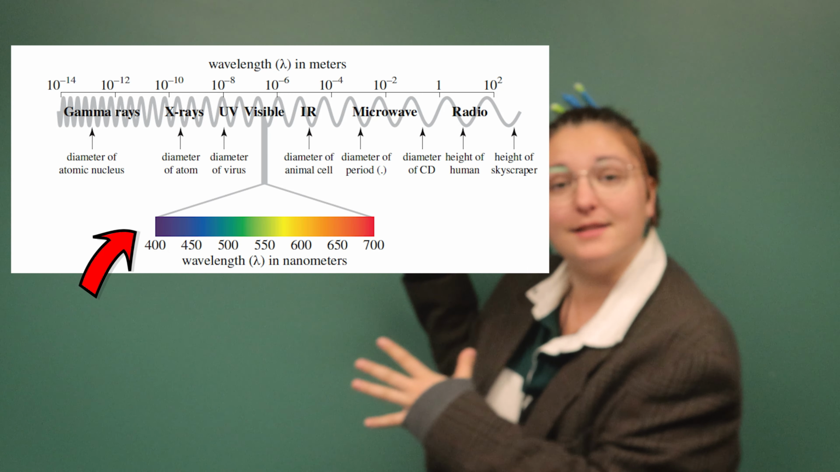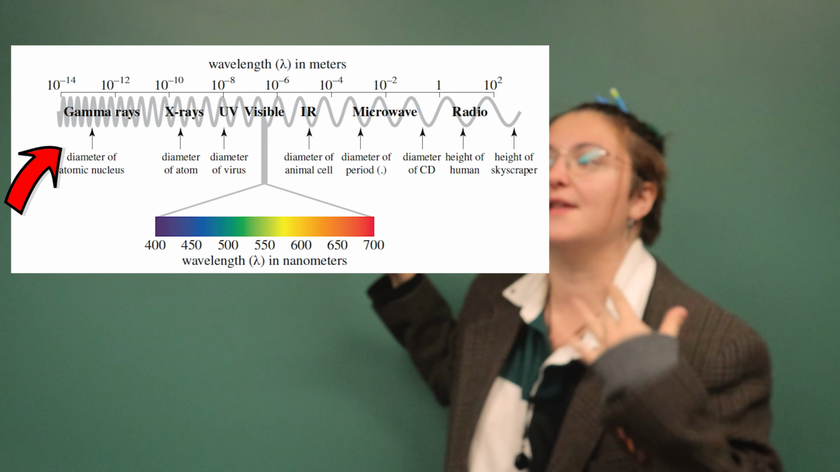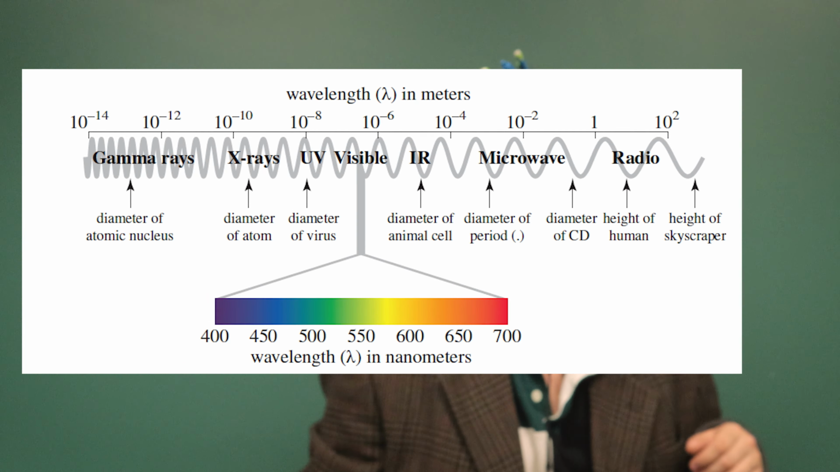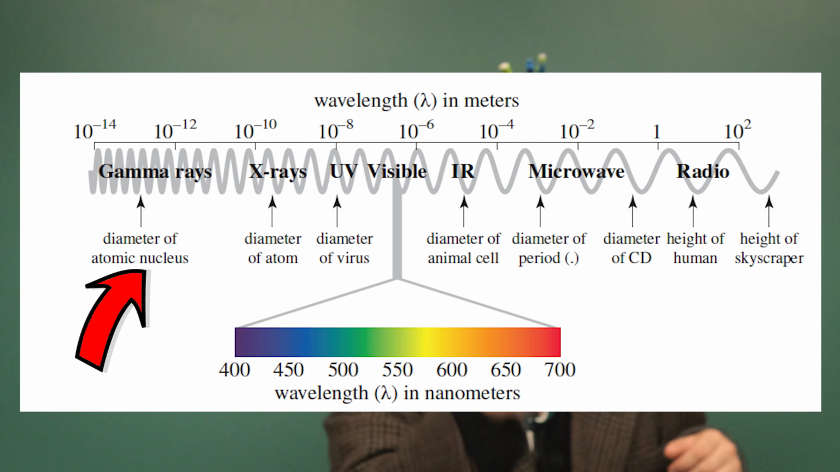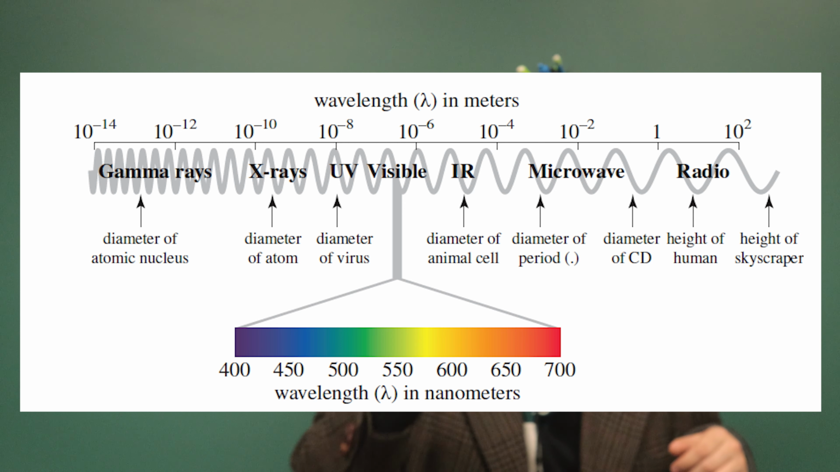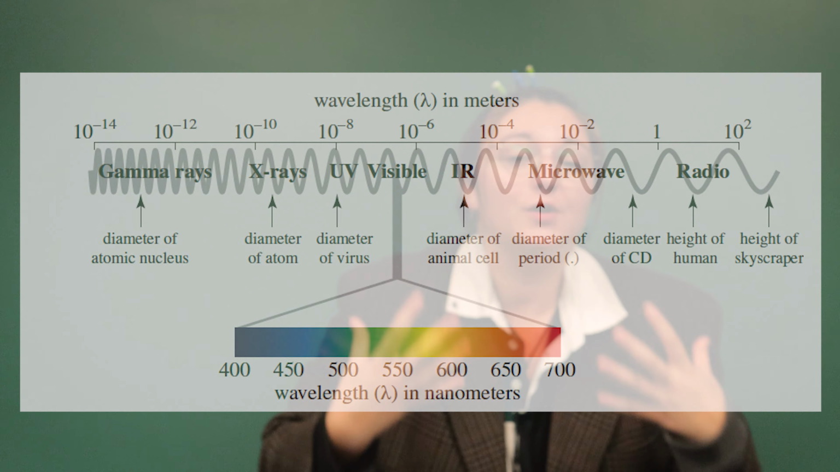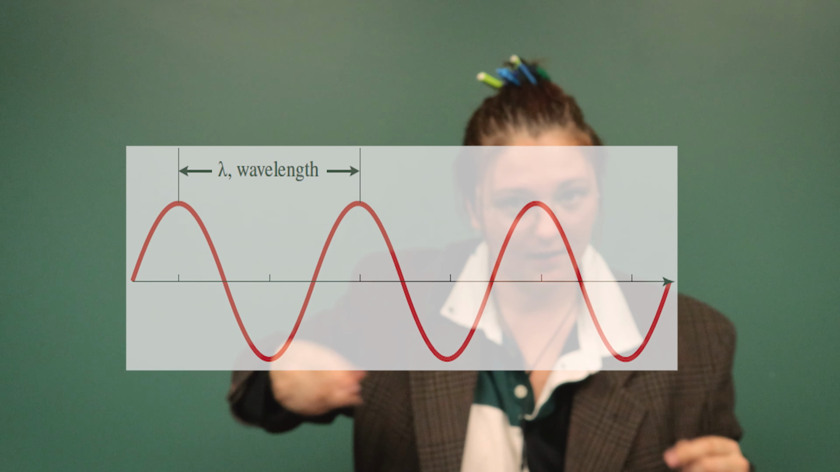If a photon's wavelength is shorter than the violet side of the light spectrum, then it is ultraviolet or UV radiation. An ultraviolet wavelength is near or smaller than the diameter of an atom. This allows UV radiation to alter or break bonds in different molecules. However, certain bonds require more energy and therefore a shorter wavelength to break.